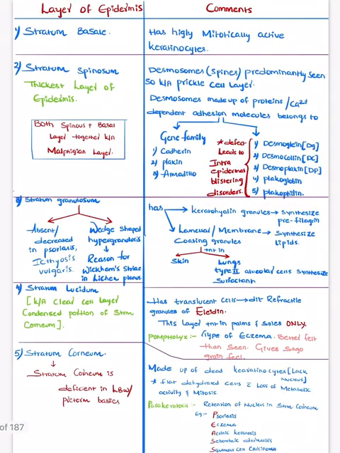Okay, now coming on to the layers. Okay, stratum basale. It has mitotically active keratinocytes. Also, it will have melanocytes, guys, because stratum basale contains melanocytes. Okay, now coming to stratum spinosum. This stratum spinosum is the thickest layer, guys. Spinosum, or spines, are seen. So this is also known as prickle cell layer, guys.